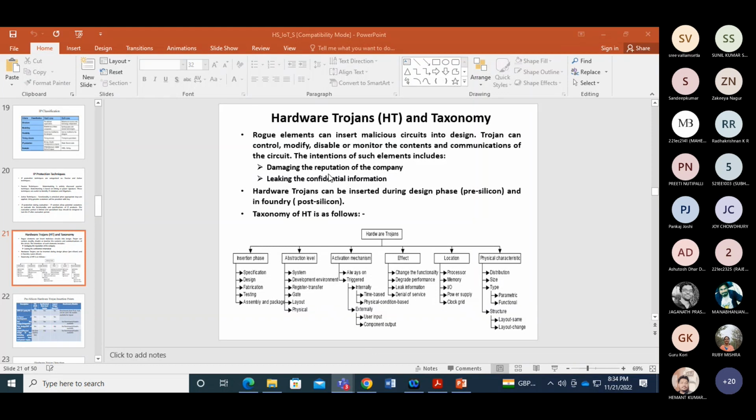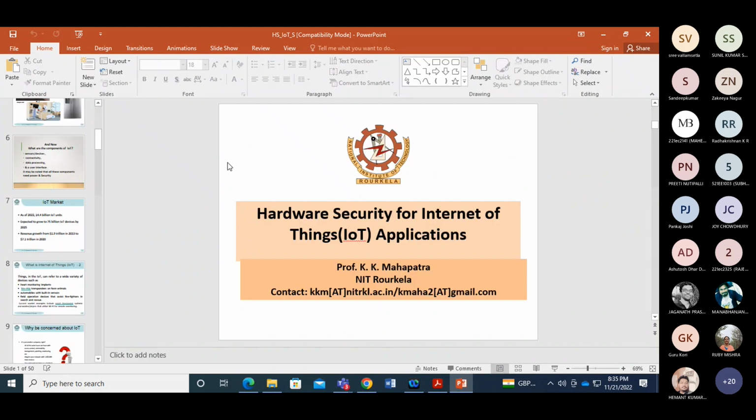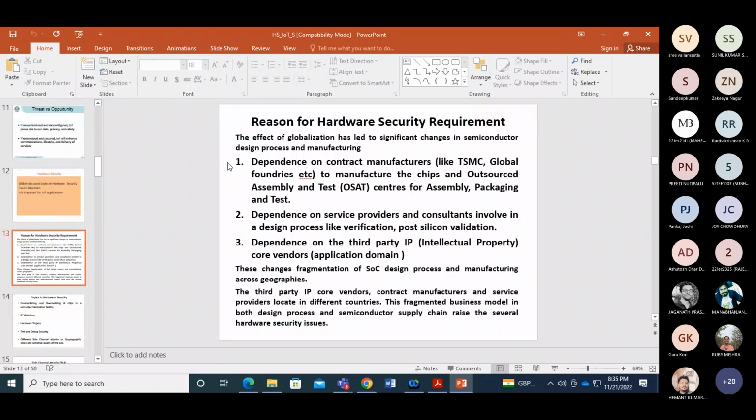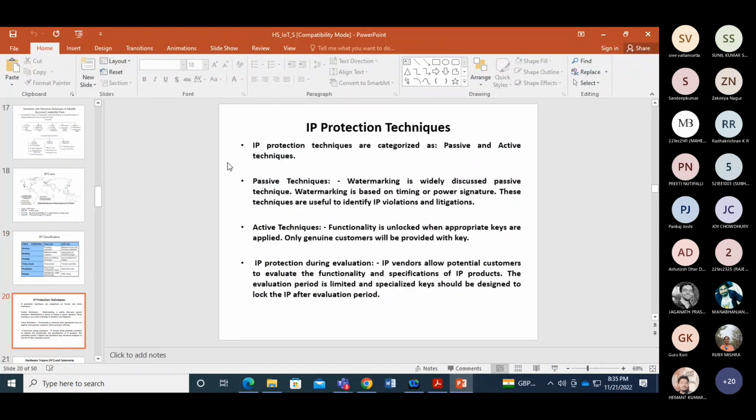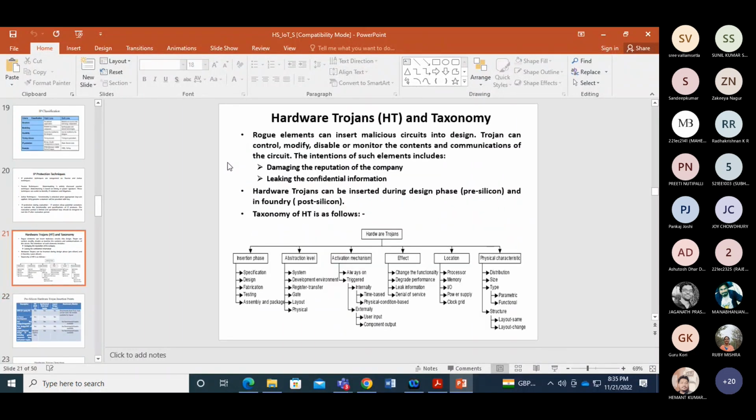Some problems with my setup. Okay, let us go this way. It's a little less visibility, but in any case, we'll share all these slides with you.